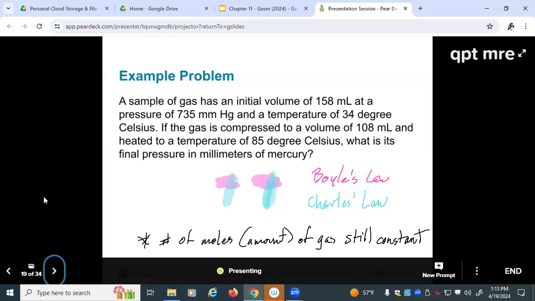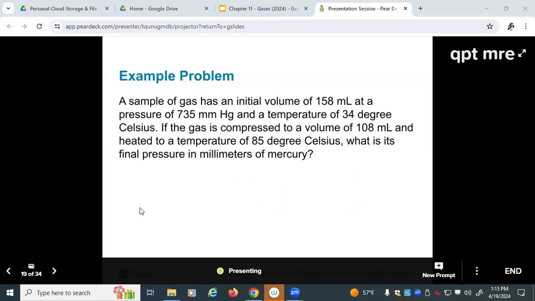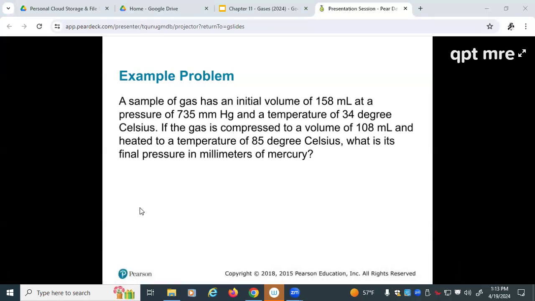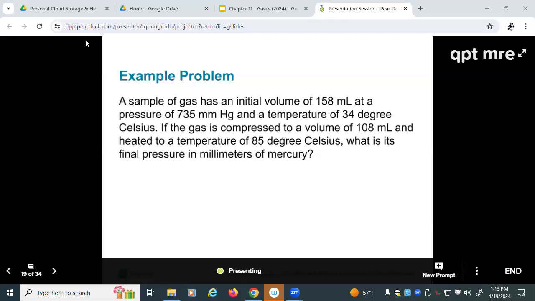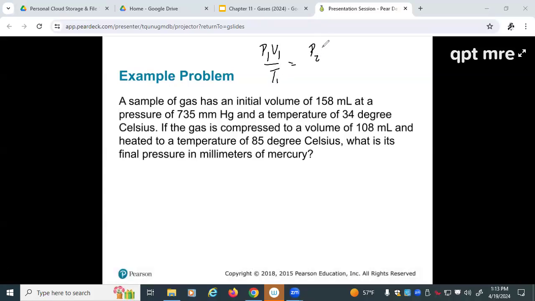So let's take a look at an example problem involving this. Let's say that we have a sample of gas that is initially at 158 milliliters, 735 millimeters of mercury for its pressure, 34 degrees Celsius for its temperature. If we compress the gas while warming it, what will the final pressure be? So the combined gas law, P1 V1 over T1 equals P2 V2 over T2. This is what we're going to use. What we have to do is identify what are our initial conditions, we'll call those 1, and what are our final conditions, we'll call those 2.